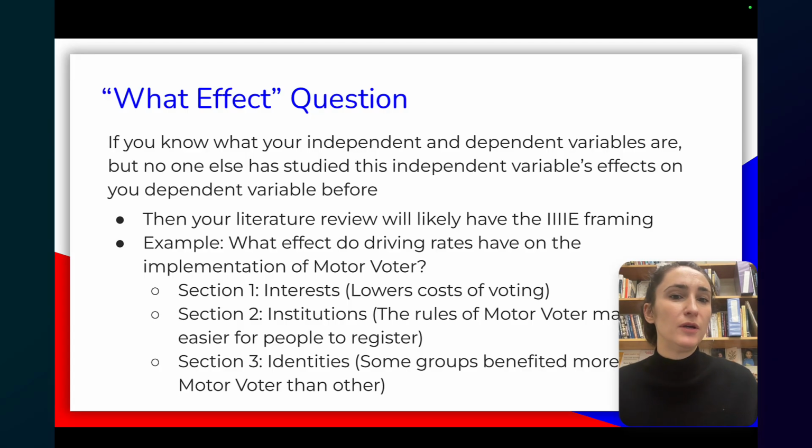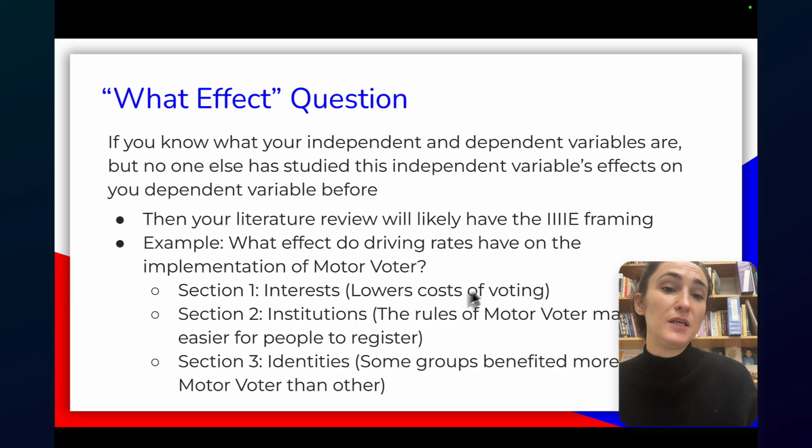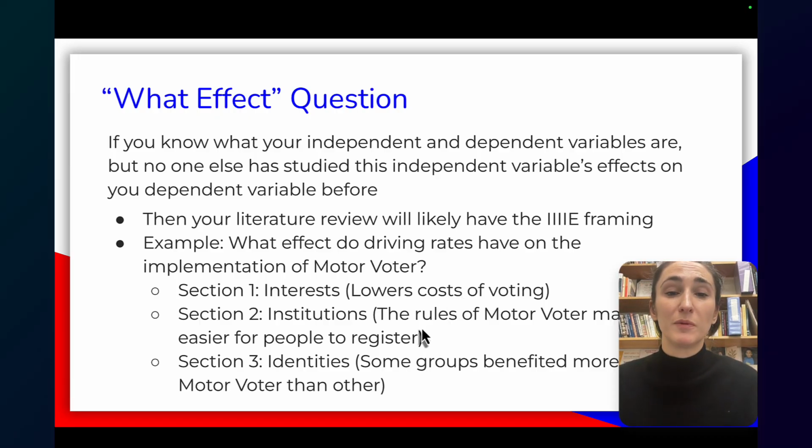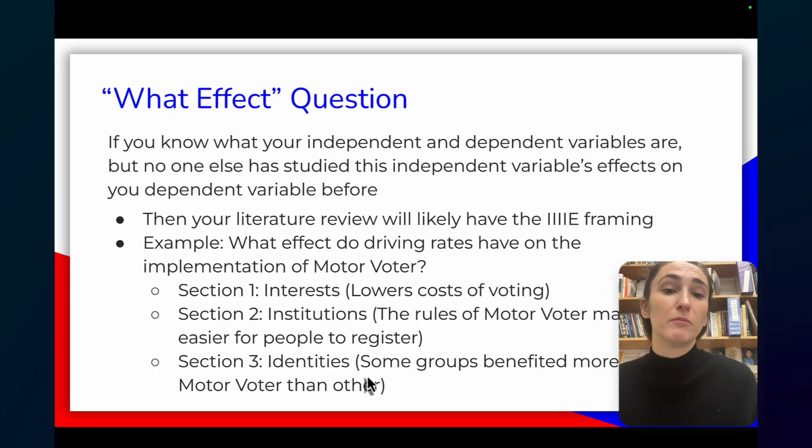Okay, and we would frame this as interests. It lowers the costs of voting, right? If you make it pretty easy. Institutions, the rules of motor voter make it easier for people to register. And then identities. Some groups potentially benefited more from motor voter than others. So for instance, maybe the argument you're going to make is drivers, people with cars, likely benefited more from motor voter than other groups.